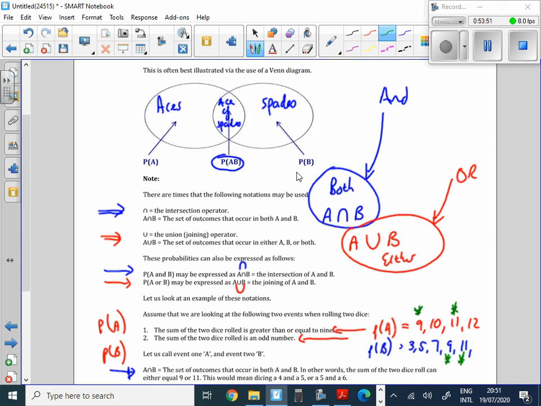Take you back over there. That's the and. And a silly way to remember, if it helps you, great. If it doesn't, well, it looks a bit like an N, an and, the next one almost looks like an and. If that helps you, great. The intersection one is the and. And means both.